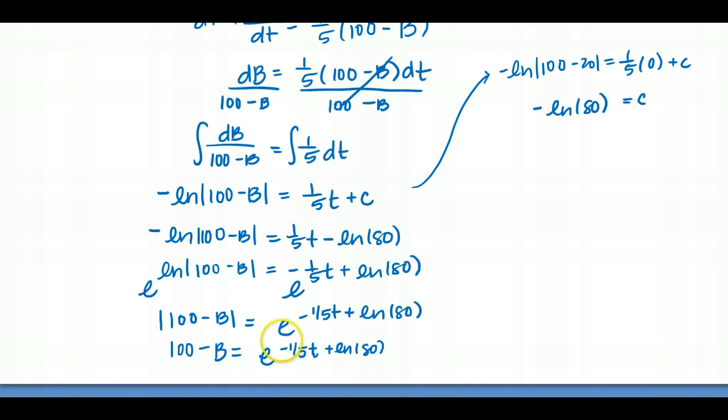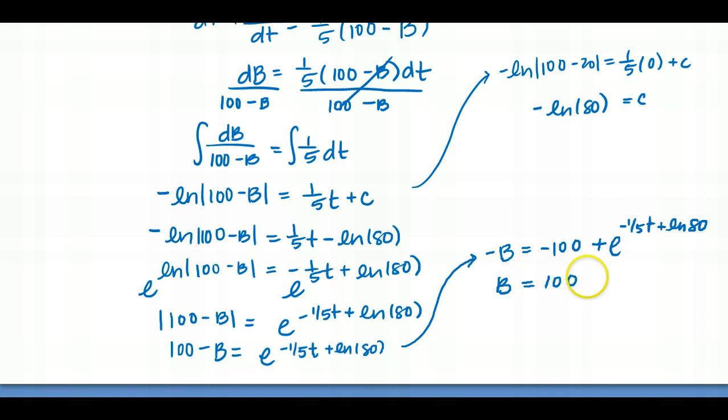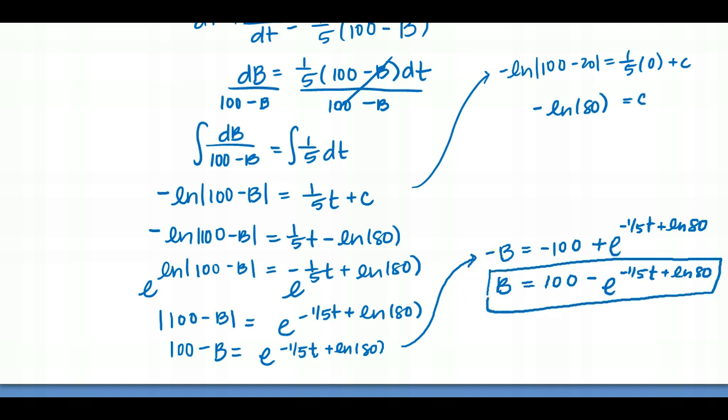And then if I subtract 100 and divide by the negative, I'm going to get negative b equals negative 100 plus e to the negative 1 over 5t plus natural log of 80. Or b equals 100 minus e to the negative 1 over 5t plus natural log of 80. And that is my final answer.